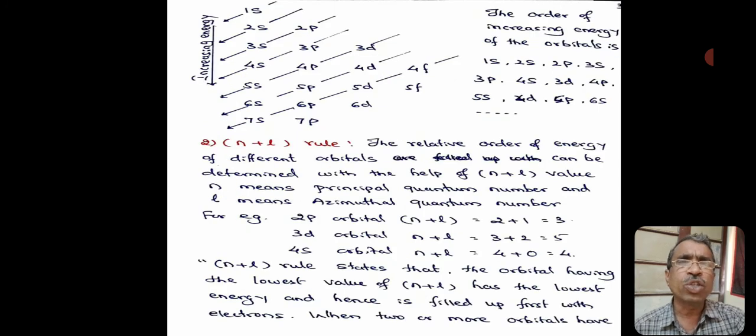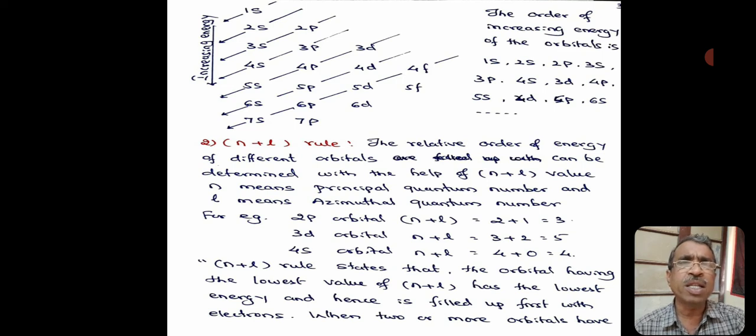This is shown in the figure. The order of increasing energy of the orbitals is shown as 1s, 2s, 2p, 3s, 3p, 4s, 3d, 4p, 5s, 4d, 5p, 6s, and so on. The question is, it goes in a diagonal way, but it is not in the sequence of the shells. So why is it so? This can be explained based on the n plus l rule.